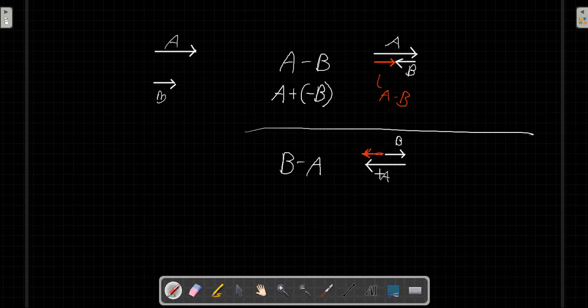So notice that B minus A is actually the opposite of A minus B. This is B minus A, right? So that's how you subtract. You don't necessarily subtract, but you add the negative. So instead of doing B minus A, it would actually be B plus negative A.